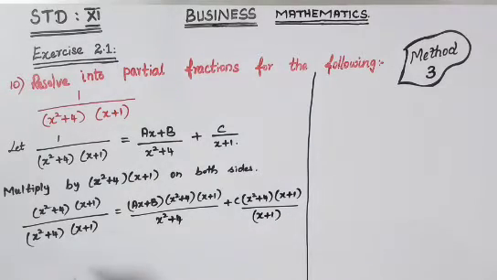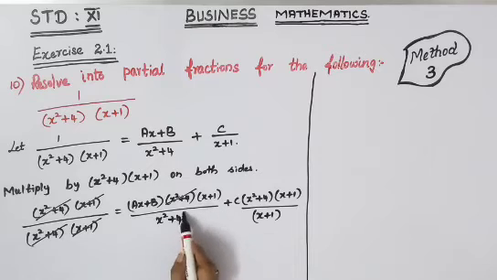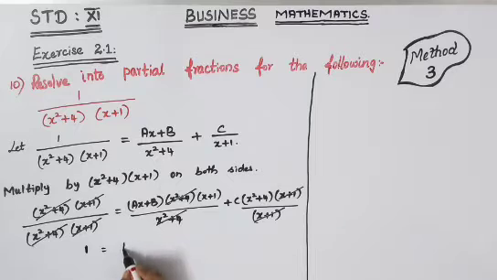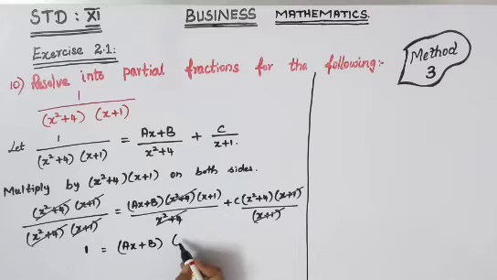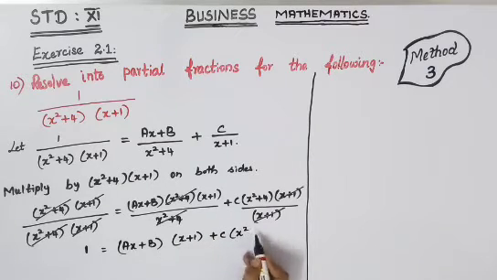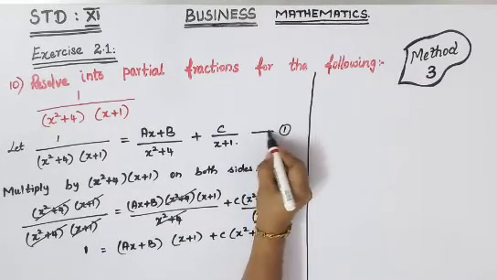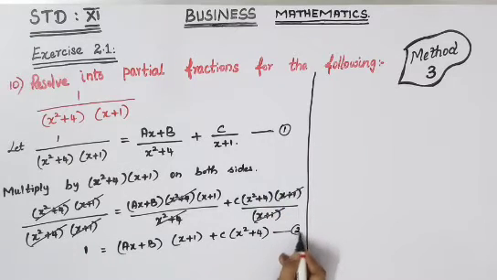So now we can go for a cancellation. This x square plus 4 and x square plus 4 will go, x plus 1 you can cancel it. Here x square plus 4 and x square plus 4 will go, x plus 1 and x plus 1 you can cancel it. So therefore the left out terms are, here 1 is there, that is equal to (ax plus b) into (x plus 1) plus c into (x square plus 4). So we'll just mark this as equation 1 and this is equation 2.